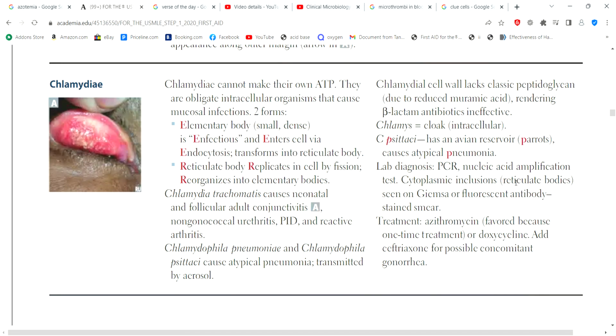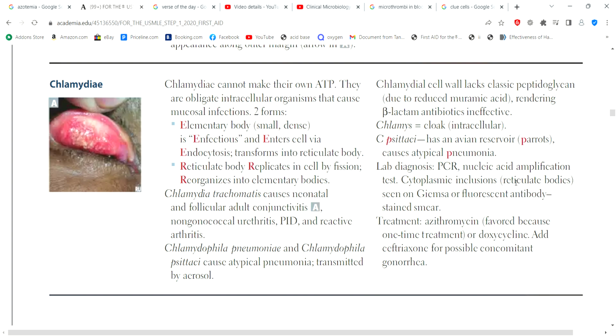All right, chlamydia is very important. They always ask about this. Chlamydia cannot make their own ATP. They are obligate intracellular organisms that cause mucosal infections. Two forms: the elementary body, small dense, is infectious and enters the cell by endocytosis, transforms into a reticulate body. The reticulate body replicates in the cell by fission, reorganizes into elementary bodies.